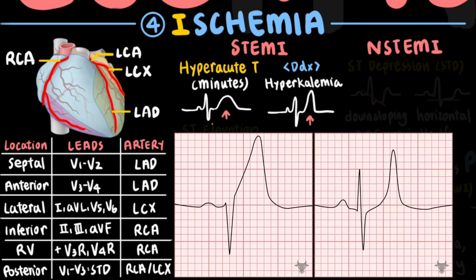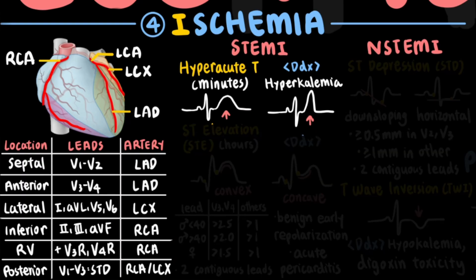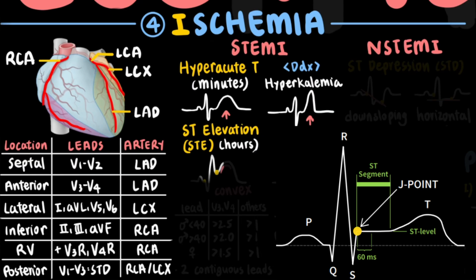Besides STEMI, hyperkalemia can also produce tall peaked T waves, since high extracellular potassium lowers the resting membrane potential and makes repolarization much faster than normal. The key difference is that hyperkalemic T waves are usually very narrow and pointed, while STEMI hyperacute T waves are usually broad. As the infarction progresses, you'll see ST elevation within hours. We identify ST elevation by comparing the J point, which is the junction of the QRS and ST segment, to the baseline of the PR segment.